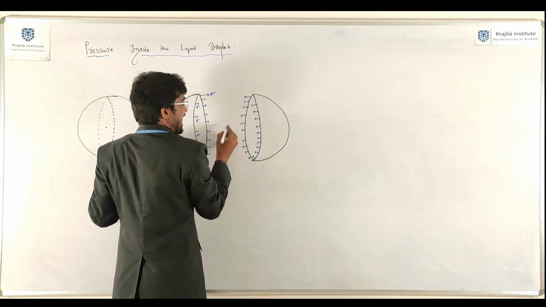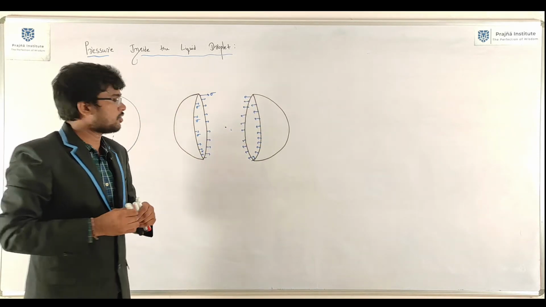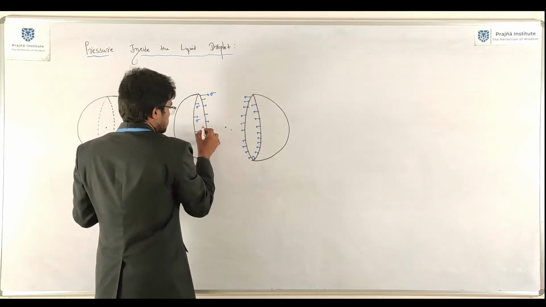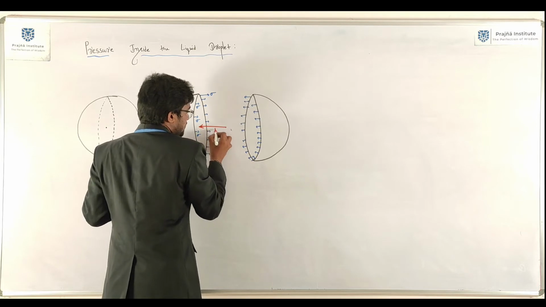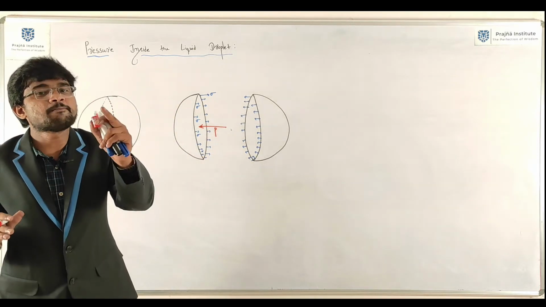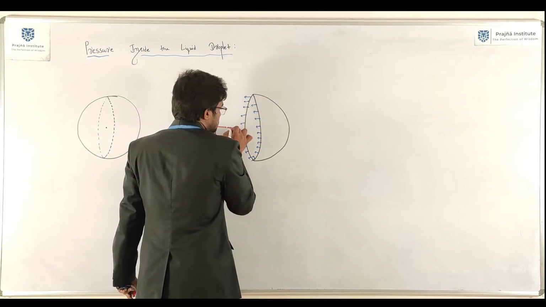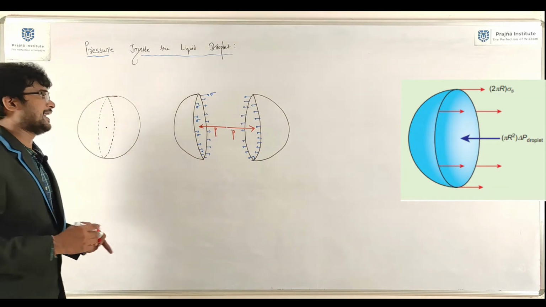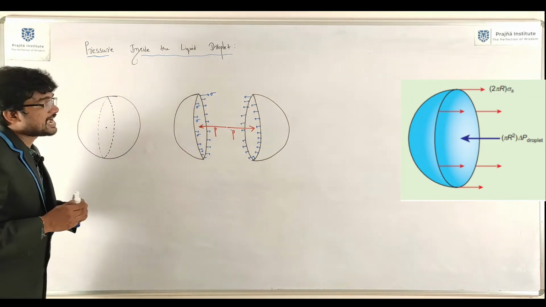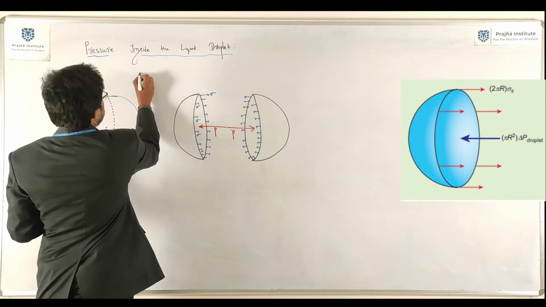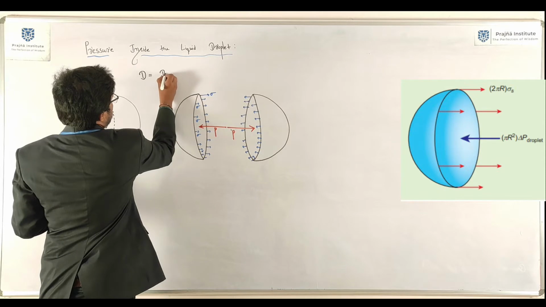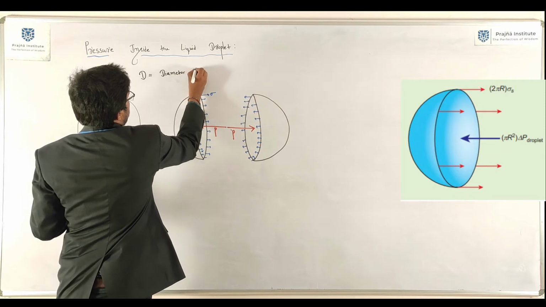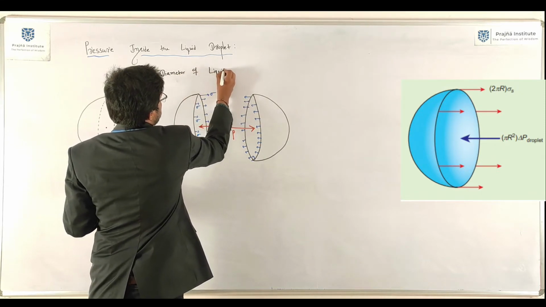Some pressure force acting along the cross section. So the pressure force acting across the cross section. Here it is pressure force P. Pressure force is always compressive in nature, so here it is acting like this. P is the pressure inside the liquid droplet. Here D is the diameter of the liquid droplet.